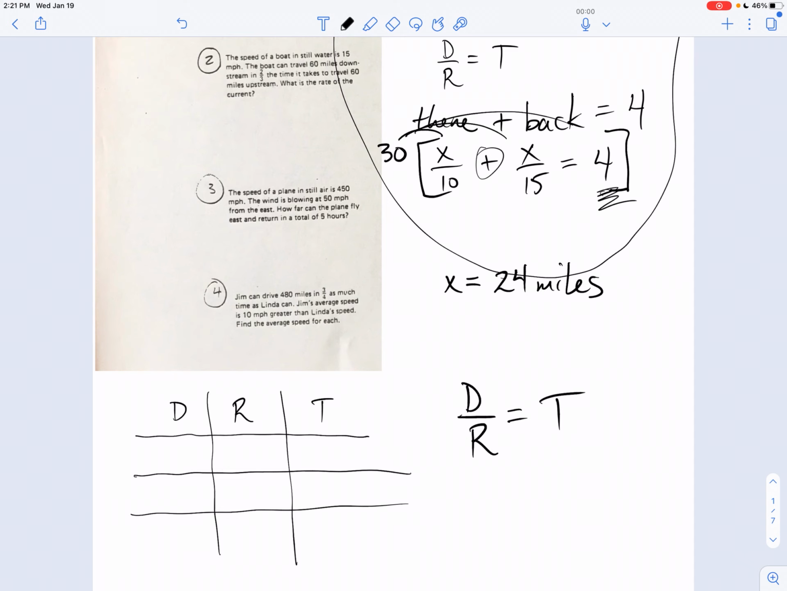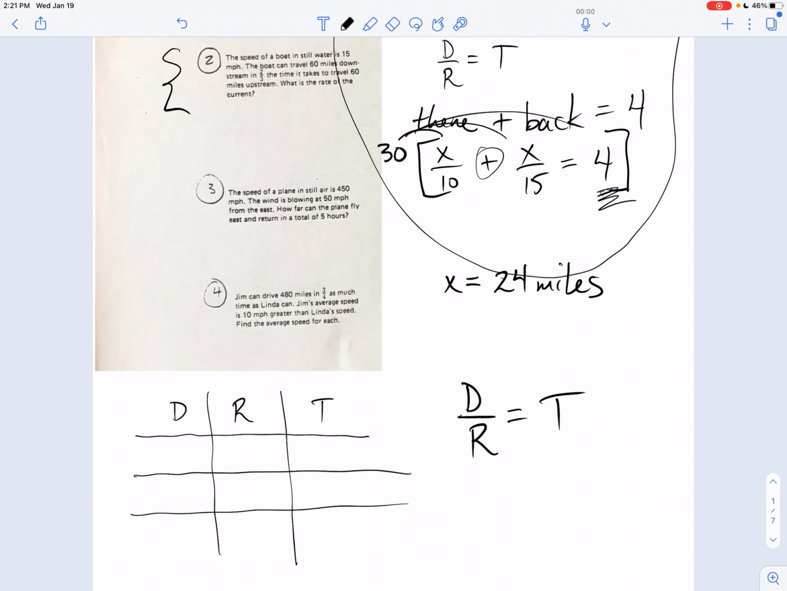So let's take a look at problem 2 here. It says the speed of a boat in still water is 15 miles an hour. Now, that sounds like a rate to me, 15 miles an hour. But what's this weird thing they're saying about still water? Let's talk about that in a second. It says the boat can travel 60 miles downstream in 2/3 the time it takes to travel 60 miles upstream.